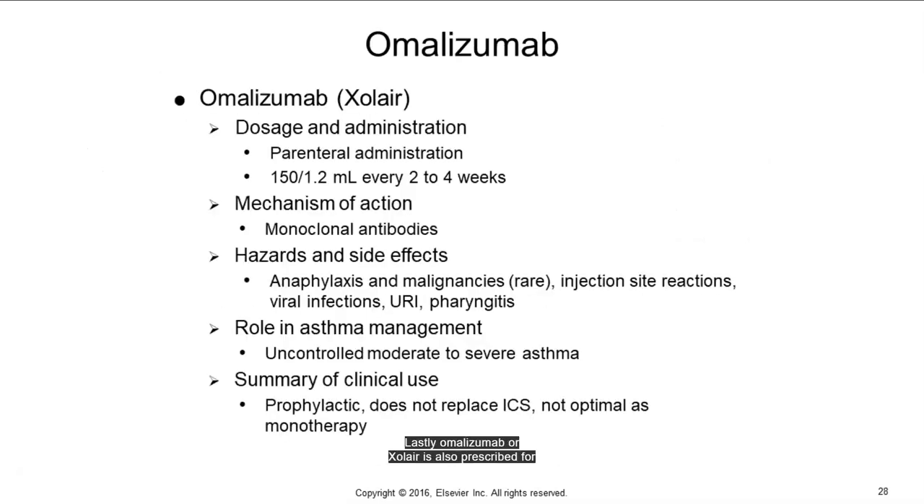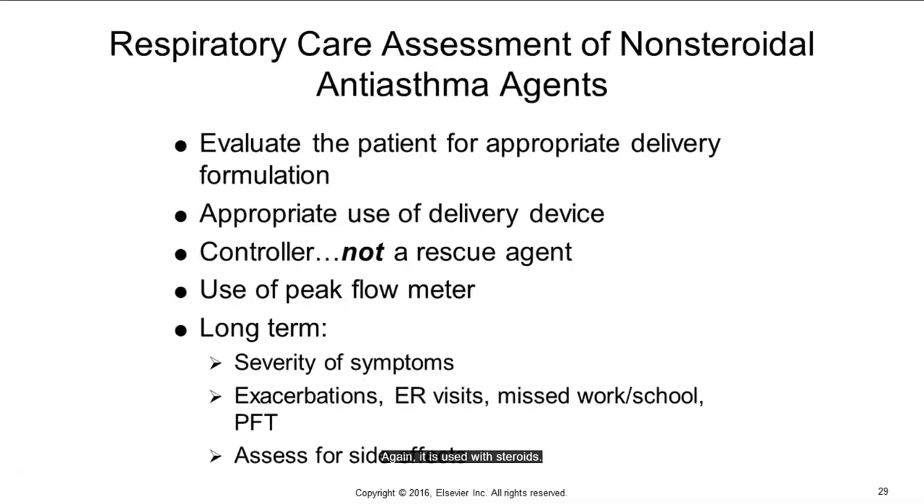Lastly, omalizumab, or Xolair, is also prescribed for uncontrolled moderate to severe asthma. Side effect profile includes injection site reactions, viral infection and upper respiratory infections, pharyngitis, and as an extreme response, anaphylaxis or malignancies. Again, it is used with steroids. As with all anti-asthma medications, monitoring of peak flows is important, and all non-steroidals and corticosteroids are controller, not rescue agents, and therefore are not to be used in an acute asthma attack.